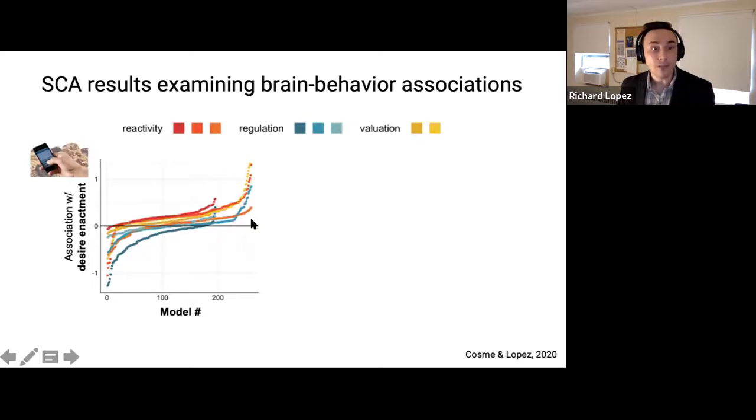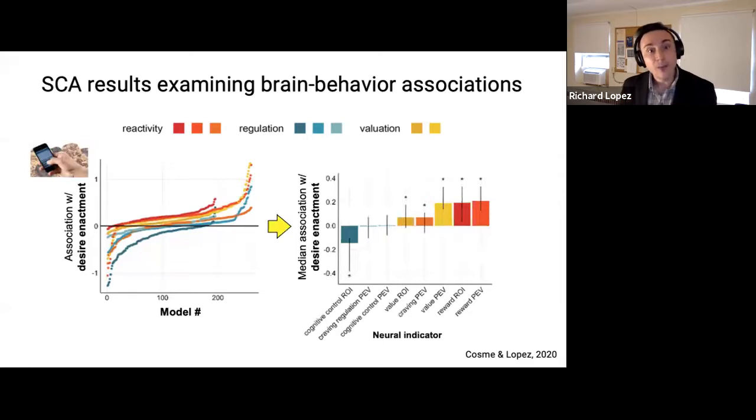Now, what this graph is showing is the trace of each of these neural indicators. So there are 8 of these, the trace of each of these across modeling space, right? But if you look at it, you can start to discern patterns, but we wanted a way to summarize it and apply the inferential statistics I was telling you about earlier. And what we found was that when it comes to desire enactment, the most reliable indicators were those indexing reactivity and valuation. And we did have one region of interest, cognitive control, that was negatively associated with that desire enactment, which was in line with our hypotheses.